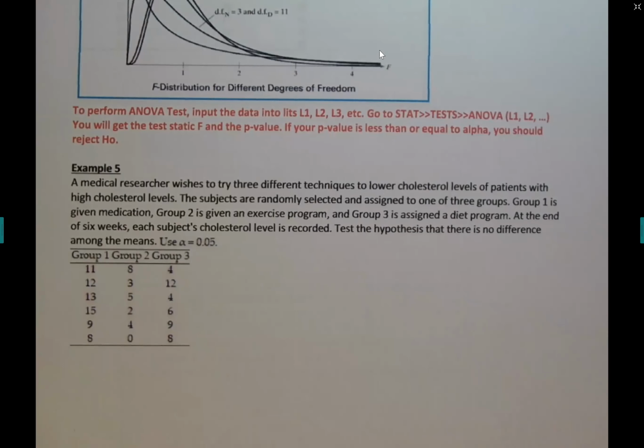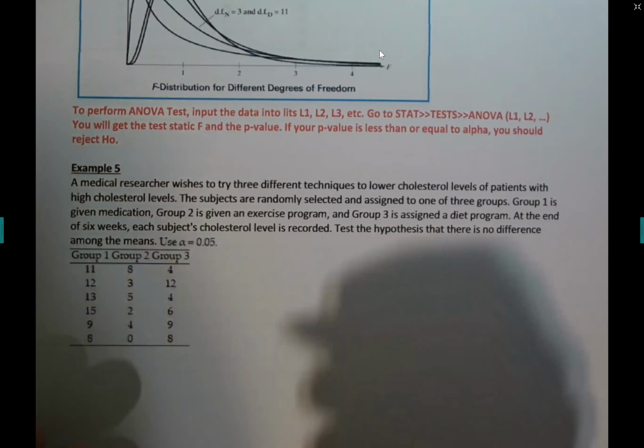A medical researcher wishes to try 3 different techniques to lower cholesterol levels of patients with high cholesterol levels. The subjects are randomly selected and assigned to one of the 3 groups. Group 1 is given medication, group 2 is given an exercise program, and group 3 is assigned to a diet program. At the end of 6 weeks, each subject's cholesterol level is recorded. Test the hypothesis that there is no difference among the means.